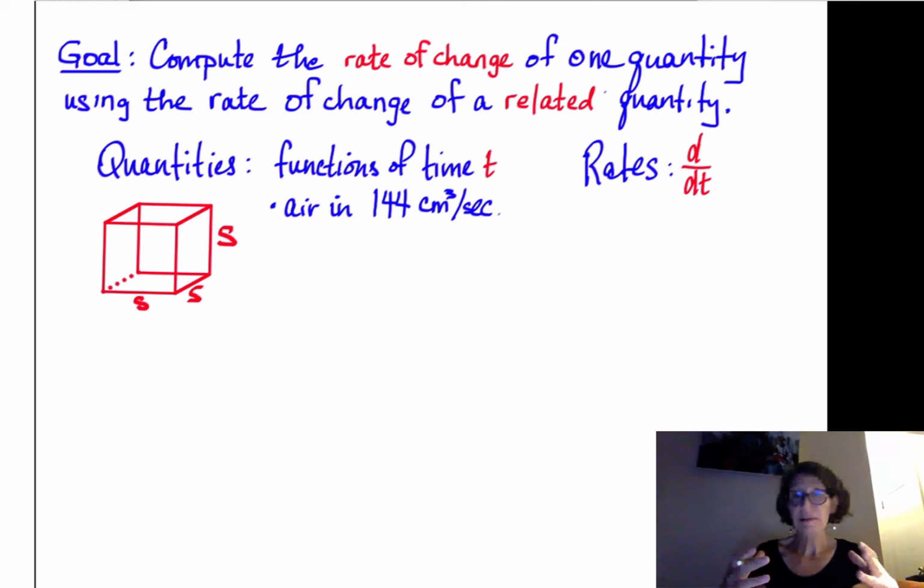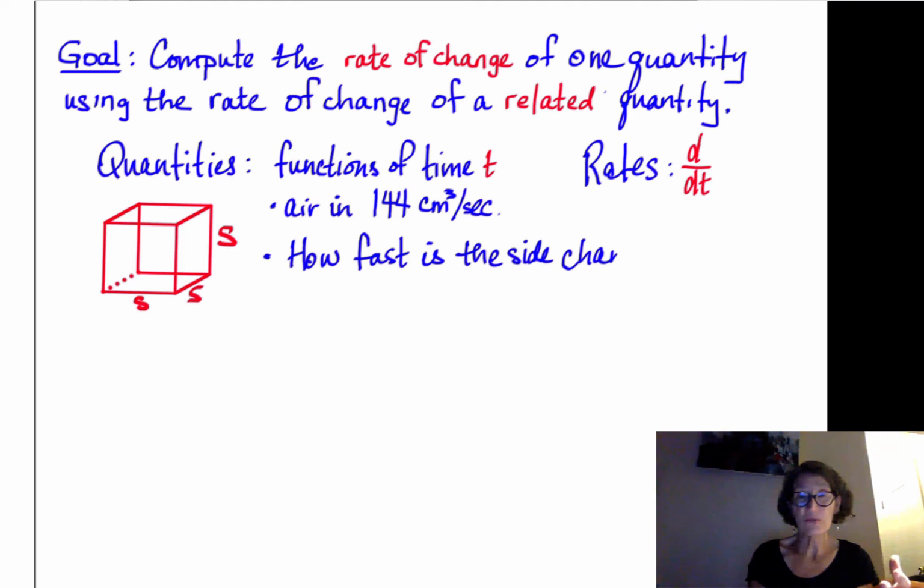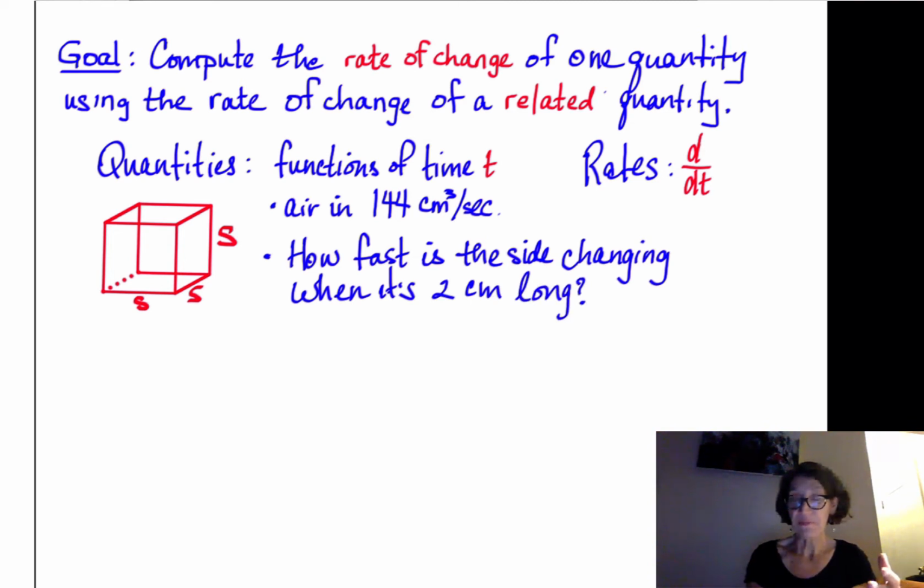Now, those aren't lengthening at a constant rate. The rate of change of the side of the cube is actually also a function of time. It's not going to be constant. But suppose we're asked how fast is the side of this cube changing at the moment when it's exactly 2 centimeters long. So the rate of change is actually changing, but we want the rate of change at the moment when the length of the side is 2.